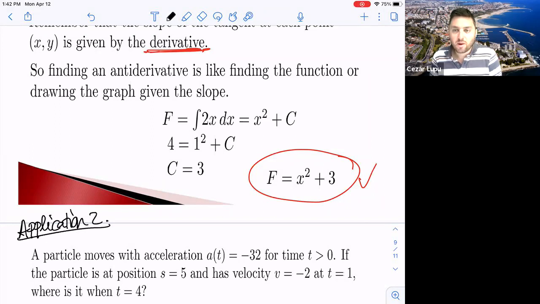So what do we have? A particle moves with acceleration a of t equals -32 for t greater than 0. If the particle is at position s equals 5 and has velocity v equals -2 at t equals 1, then we're wondering, where is it at t equals 4?